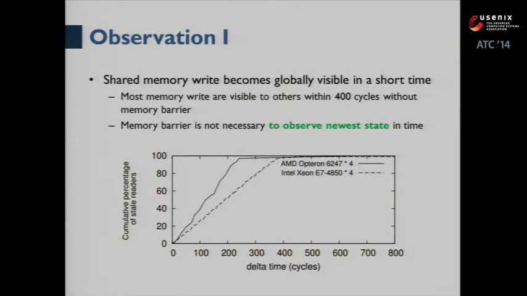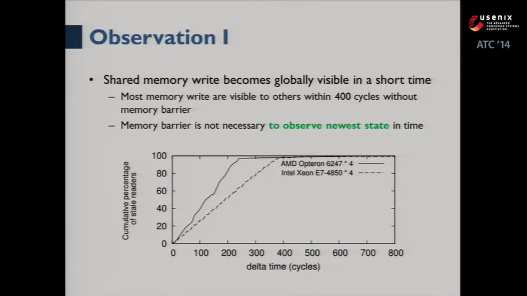This experiment was conducted on two large SMP machines with tens of cores. We just modify a shared state on one core and try to read it on another core. If it still reads old data, the delta time is collected, and this figure shows the cumulative percentage of the still-stale readers. We can see that most memory writes are visible to others within around 400 cycles without a memory barrier.